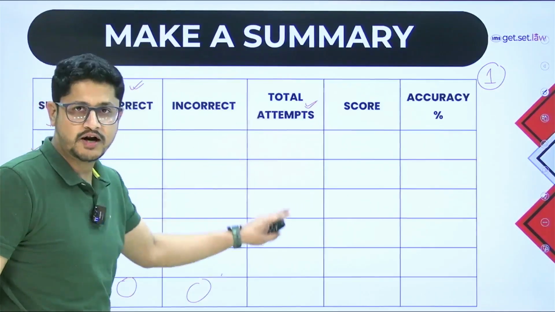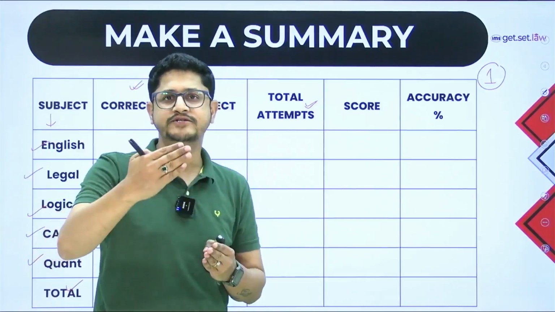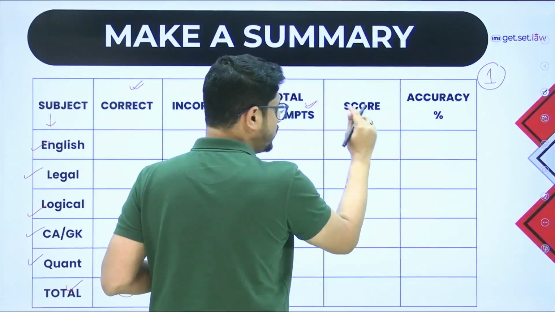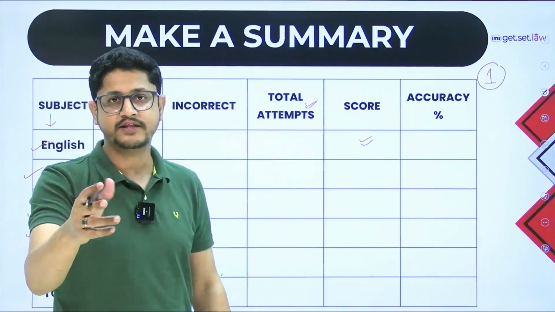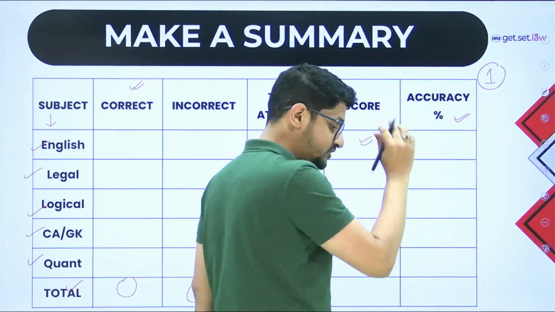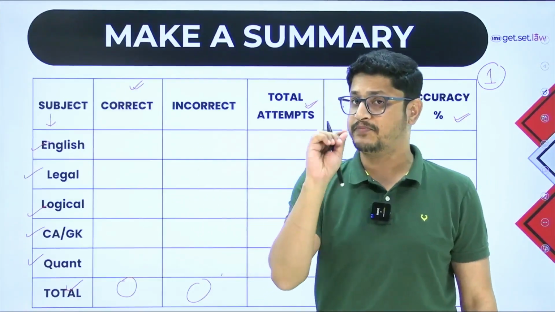This total attempt column will help us know in which particular section how many questions I have been able to attempt. Then what is your score in this particular section, how to calculate the score I will also tell you, and the accuracy percentage. Now this accuracy percentage I have already explained in depth in the approach video.